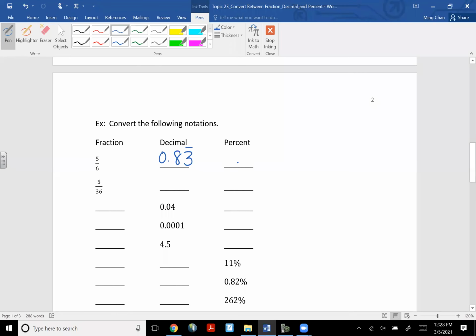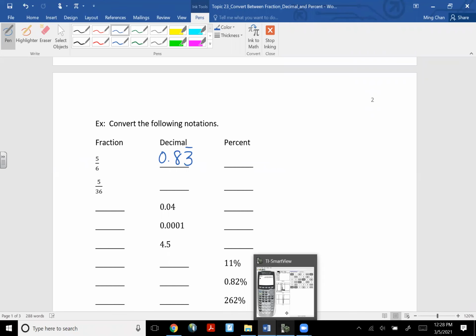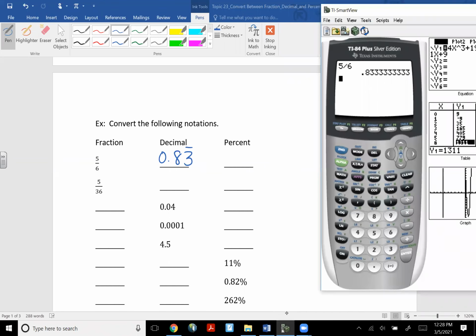To convert into a percent, all I need to do is move the decimal to the right two places, or you can do it in the calculator, times 100. All right, I want you to convert this repeating decimal percent into a mixed number.